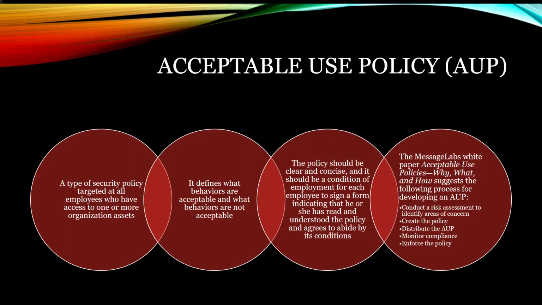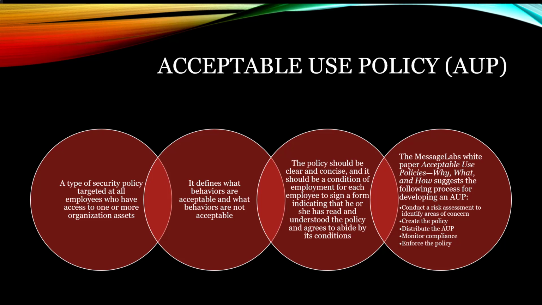The acceptable use policy, or AUP, basically will outline what is acceptable. It's a type of security policy targeted at all employees that have access to assets. It defines the appropriate behavior that's acceptable and what's not acceptable. The policy should be clear and concise and should be a condition of employment for each employee to sign a form indicating that they understand the policy.